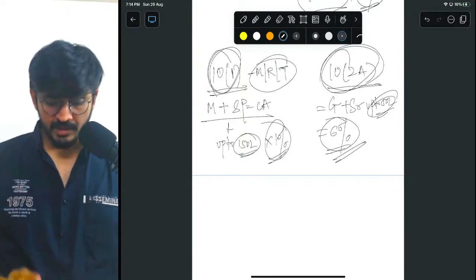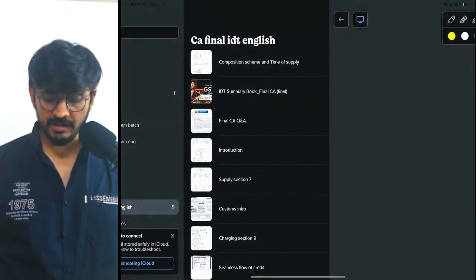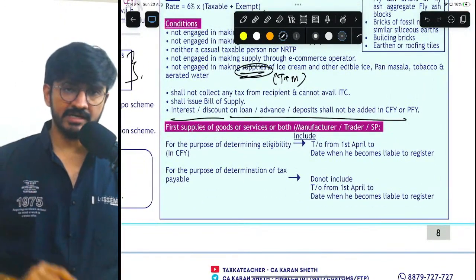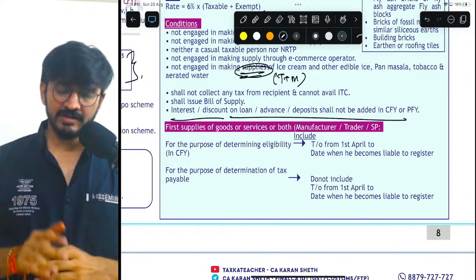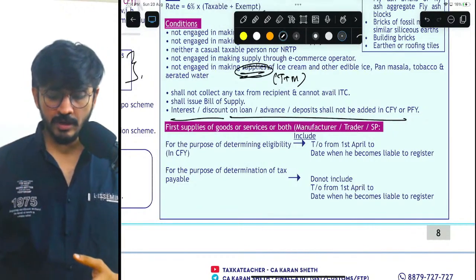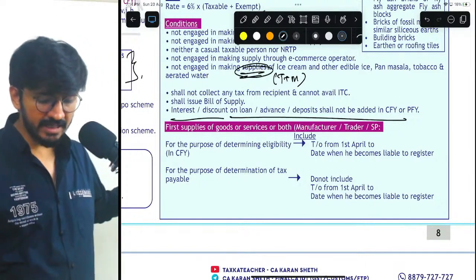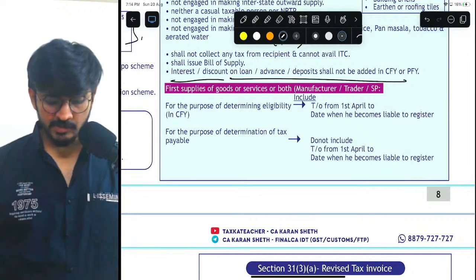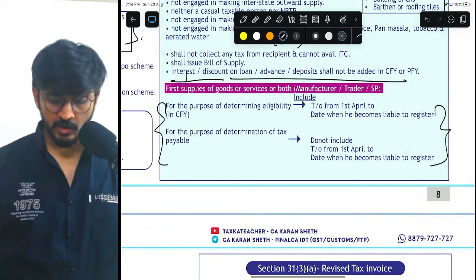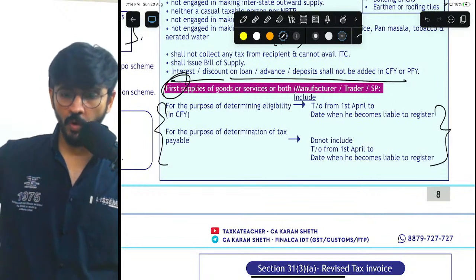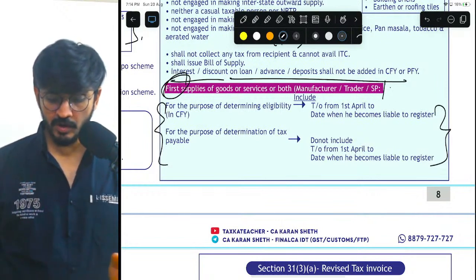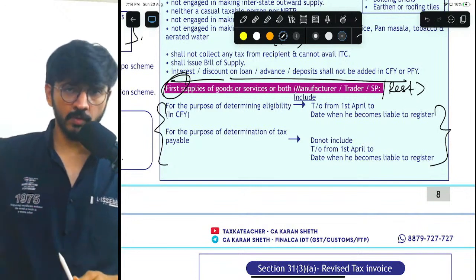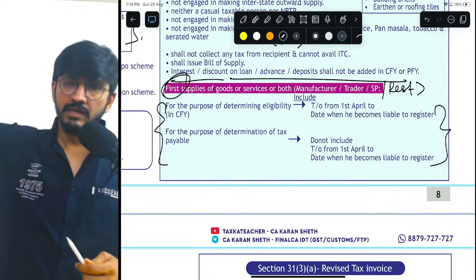Okay? So make sure that you remember these things. Again, you will not include interest and discount in this case. Also, the fact that you will issue a bill of supply and you cannot collect GST and you cannot avail ITC. That's about 10(2)(a). And the last part about this is the concept of first supplies, which by the way applies to all of them. Manufacturer, trader, service provider, restaurant, everyone in the compo scheme, either 10(1) or 10(2)(a), is applicable for both the cases.